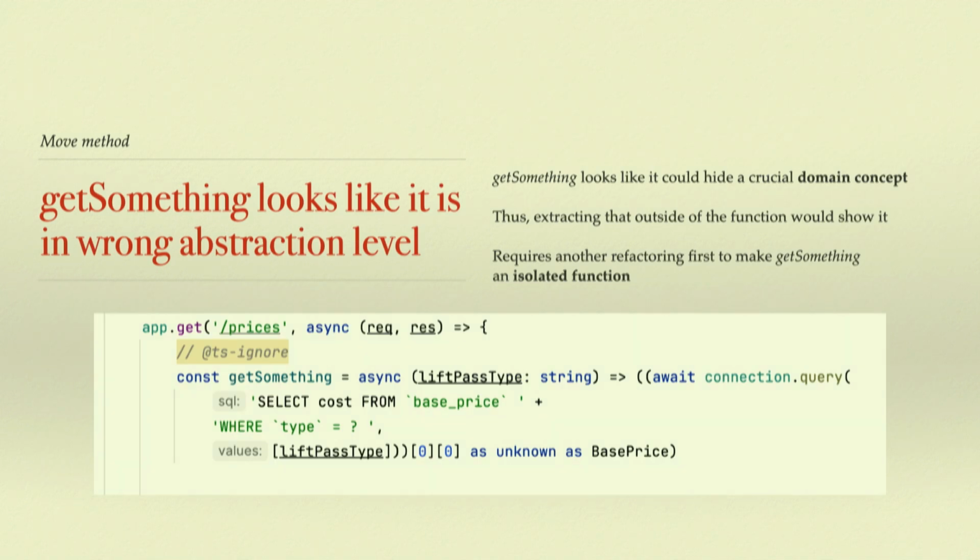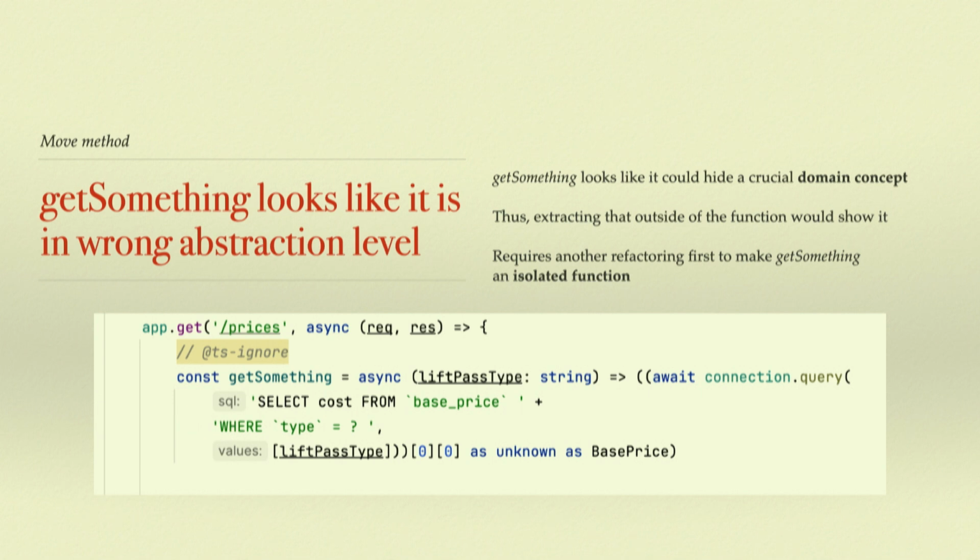But now this sort of looks to me like the get price is on the wrong abstraction level, because we are in the routes, remember? But we have something of a database connection close to it. I don't think this is something I like. So we want to move this get something outside of this function that handles all the REST API calls. And how to do that is we need to make get something an isolated function.